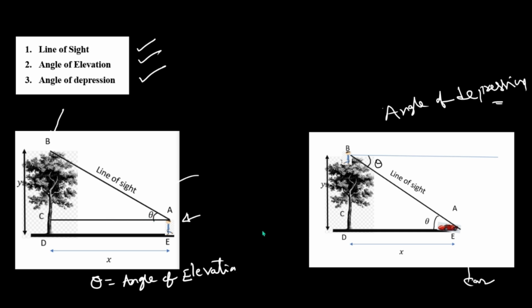So now we have learned about the line of sight. The line of sight is the line from the user's eye to the object. When the user is looking at an elevated object, the angle between the line of sight and the horizontal is called the angle of elevation. And if the user is at the top and looking at an object below, the angle between the line of sight and the horizontal is called the angle of depression. Clear, right?